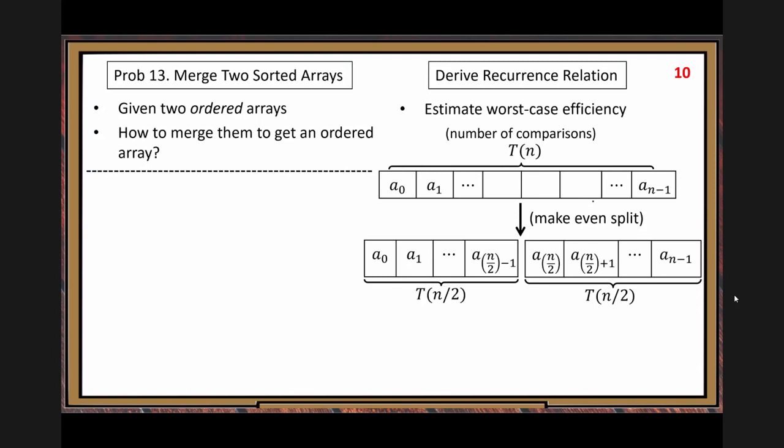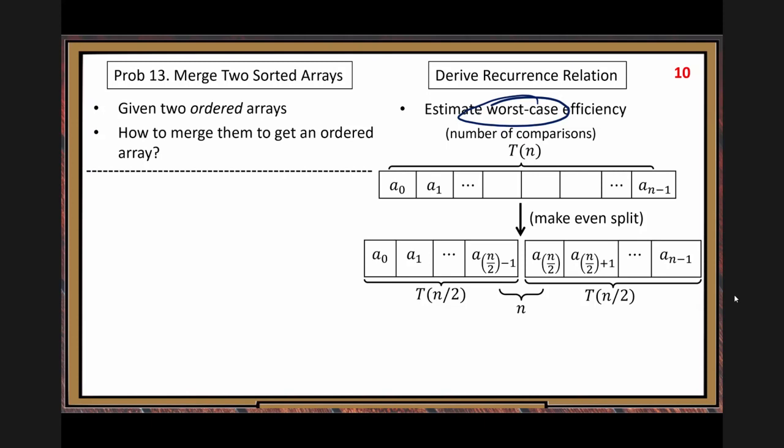Then, after conquer, we need to combine these two subarrays. When we combine, we need to apply the merge operation. For that merge operation, we consider the worst case, so we should use the worst case formula: n minus 1 comparisons, which is close to n.